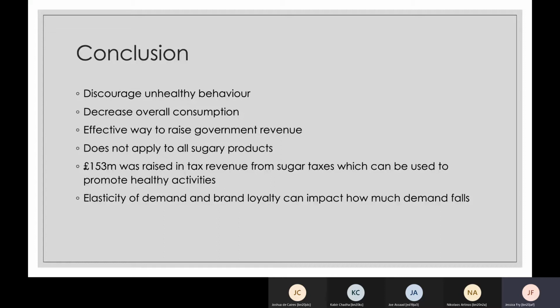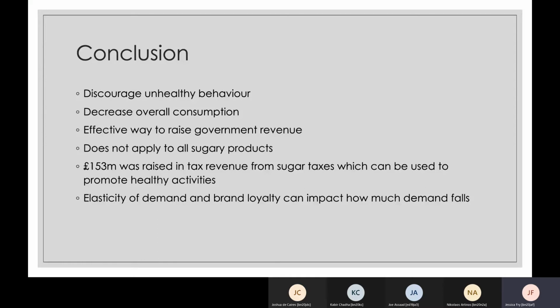Firstly, they discourage unhealthy behaviour as the tax decreases overall consumption. Secondly, revenues collected from sin taxes provide the government with funds to spend in favour of society, such as healthcare. Lastly, sin taxes are the most effective way for the government to collect tax revenues.